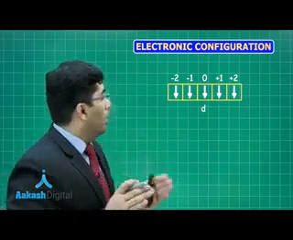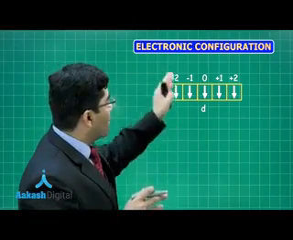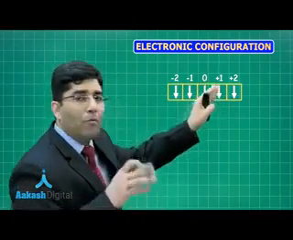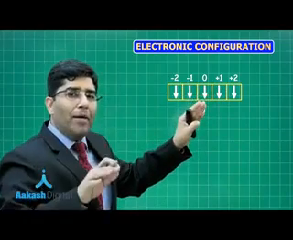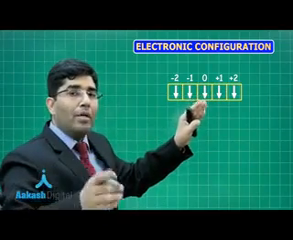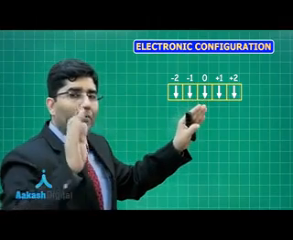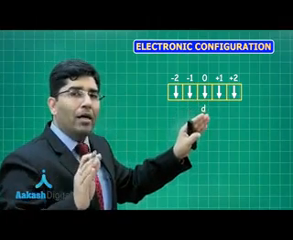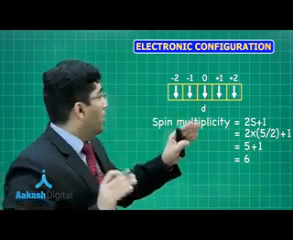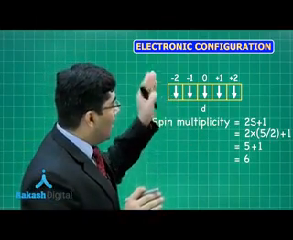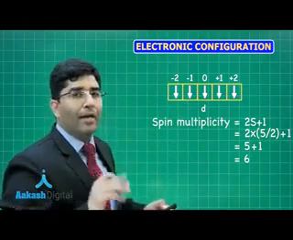But their total spin, if we add that, half plus half plus half plus half plus half, will be minus 5 by 2. So if it is minus 5 by 2, the modulus, the magnitude of total spin is 5 by 2, and we are getting the maximum spin multiplicity. So the maximum multiplicity in this case is 6, that's why it is correct.